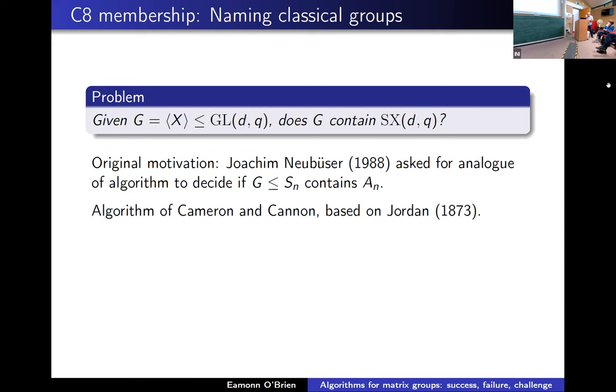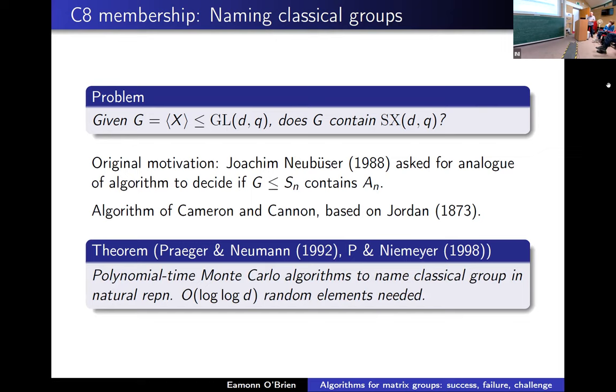And with all due respect to Sherrill and Elise Niemeyer and Peter Neumann, I've summarized an amazing amount of work in a very badly stated theorem. They did absolutely stunning work in 1992 and 1998, which ends up giving you polynomial time Monte Carlo algorithms to name classical groups in natural representation. This is, in some sense, an amazing result: you just need log log d elements. Log log d is very tiny.